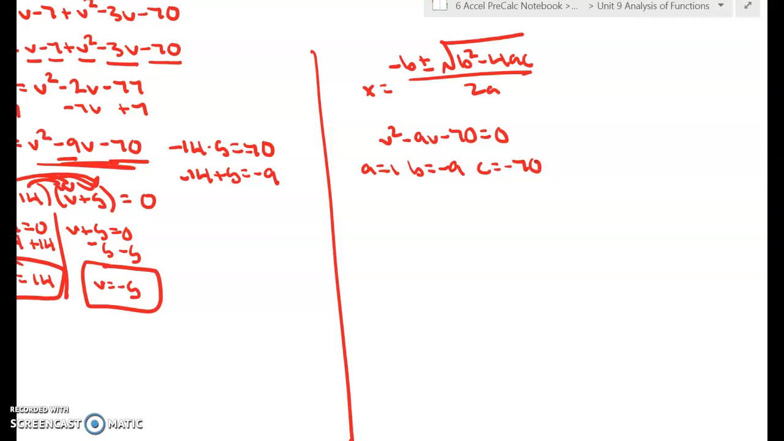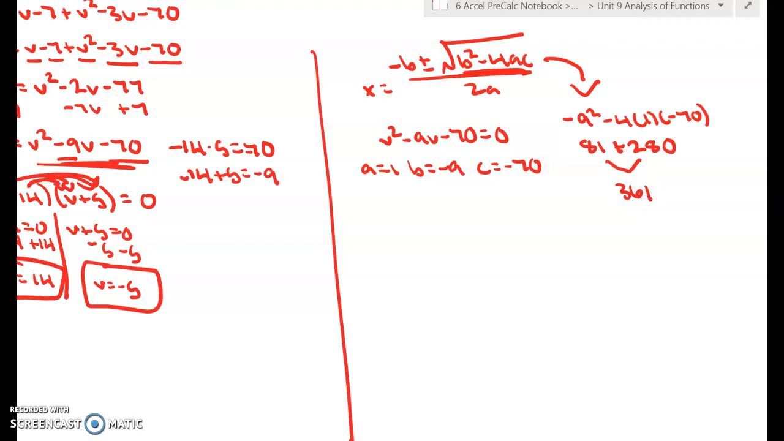So I usually like to solve for this part first, the part under the square root. So I can go ahead and do that. So b is -9, so -9 squared minus 4 times 1 times -70. So we know that -9 squared is 81, and -4 times 1 is still -4. So -4 times -70 is a positive 280. You add those two together, that'll be 361.